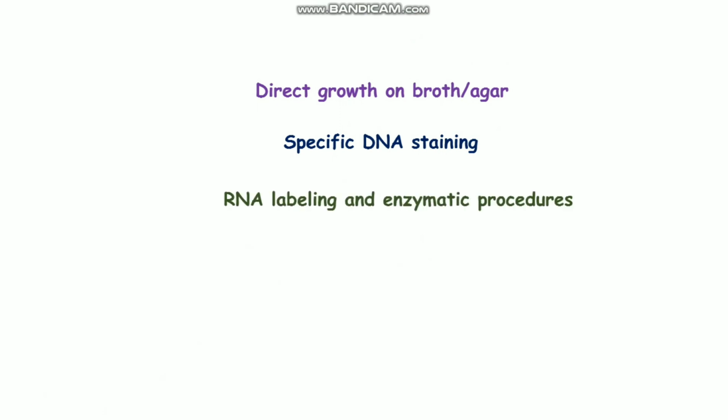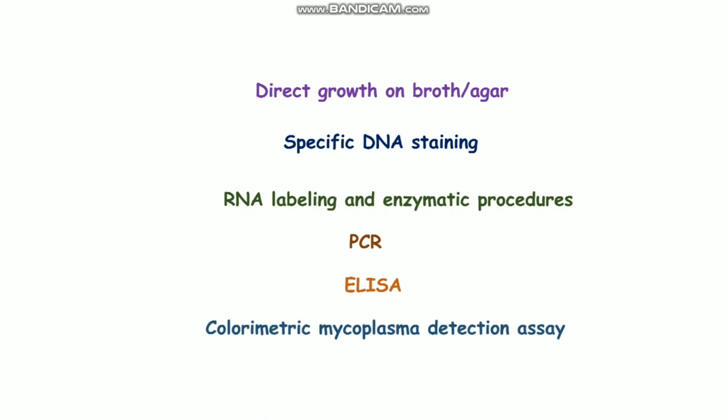So first is direct growth on growth agar, specific DNA staining, RNA labeling and enzymatic procedures, PCR, ELISA, and colorimetric mycoplasma detection assay. But I will discuss just a little about three or four processes, not that much. I just want to give you some basic idea of how this kind of kit actually works. The protocol is also available in the manufacturer's manual, so if you use it, you can follow that protocol. So first I want to talk about specific DNA staining.